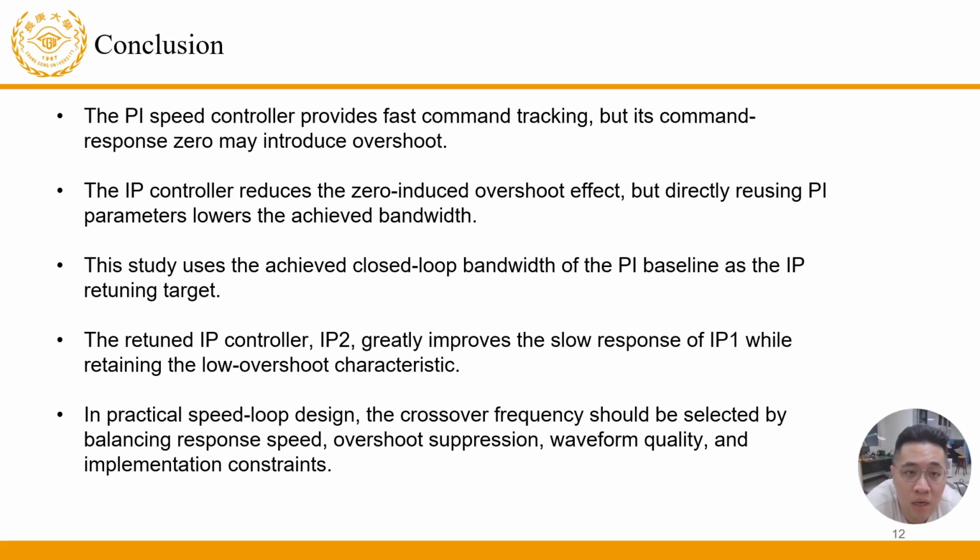In conclusion, the PI controller is fast but makes overshoot. The IP controller can reduce overshoot, but it becomes slower if not properly tuned. By using bandwidth-based tuning, we designed the IP2 controller. The results show that IP2 improved the response speed while keeping a low overshoot. In practical design, we should consider both speed and stability instead of focusing on only one factor.